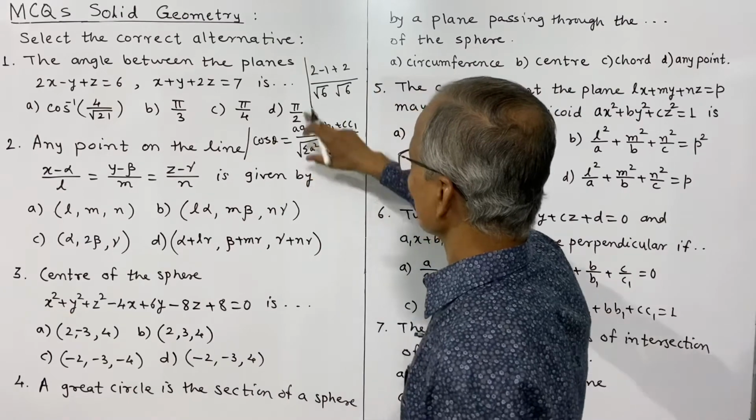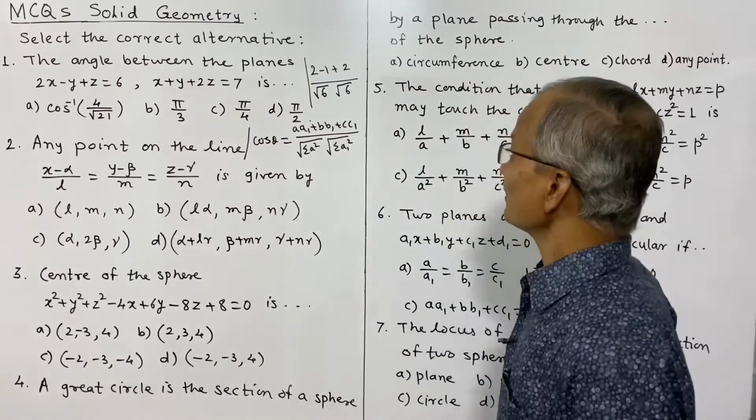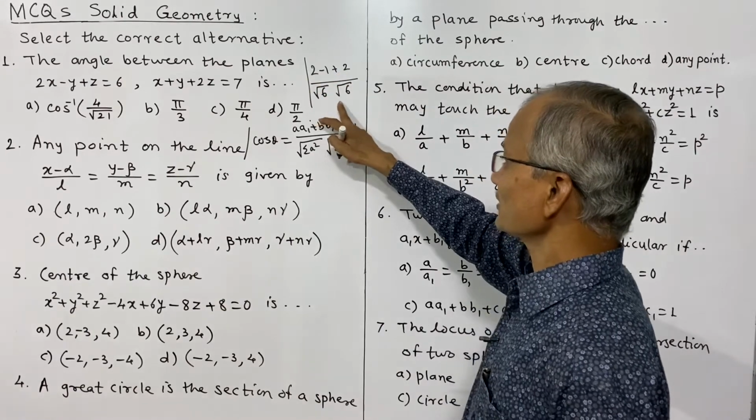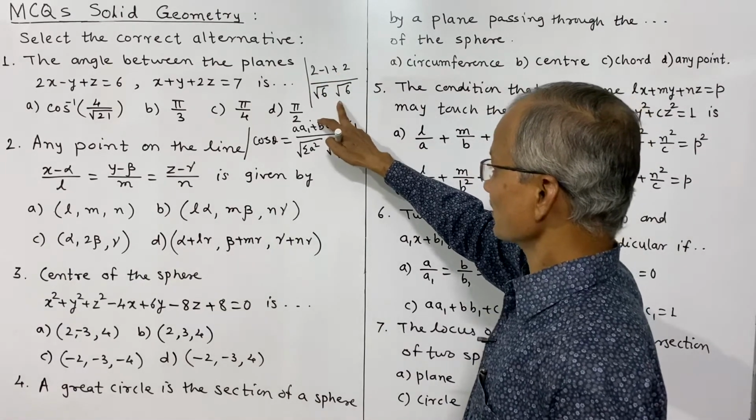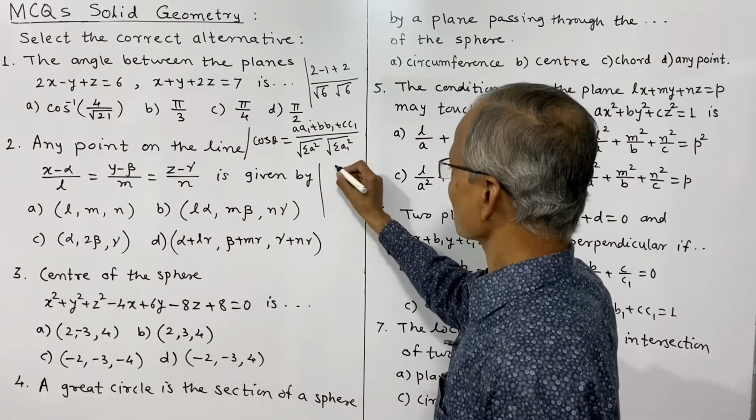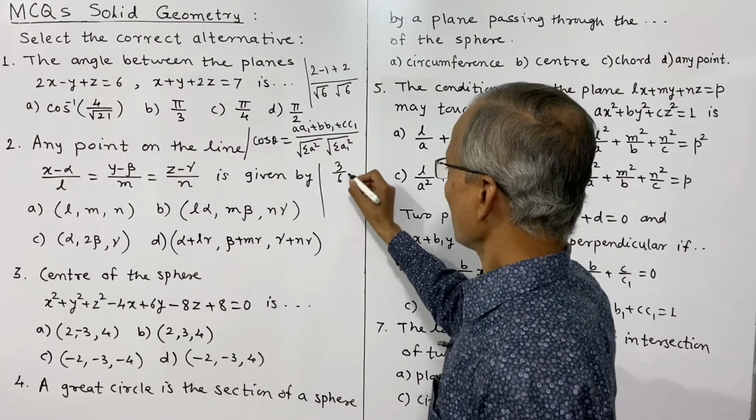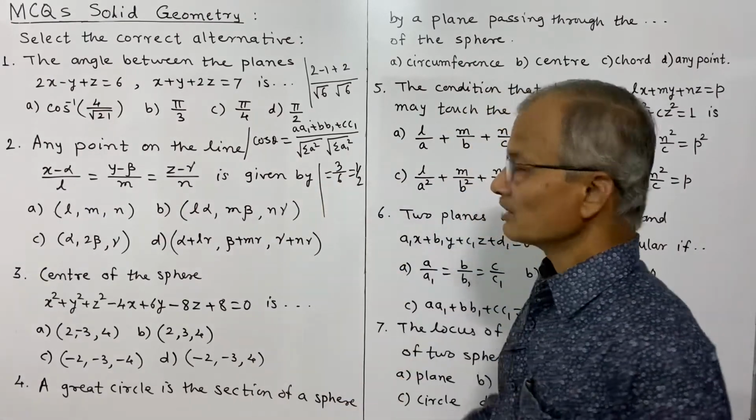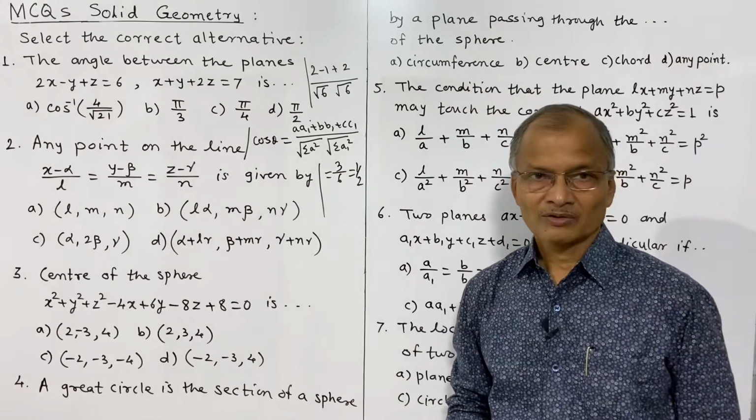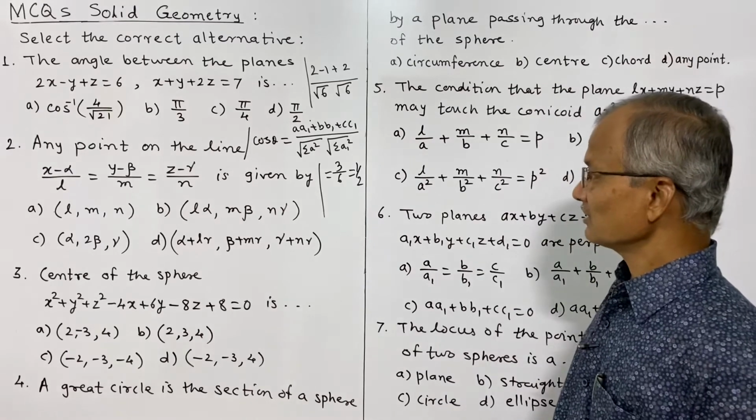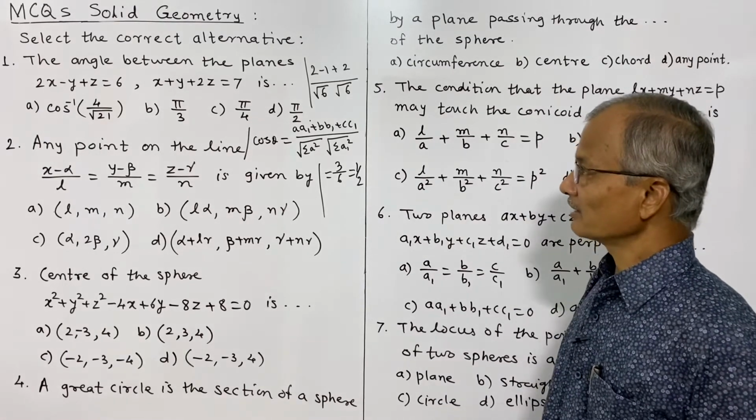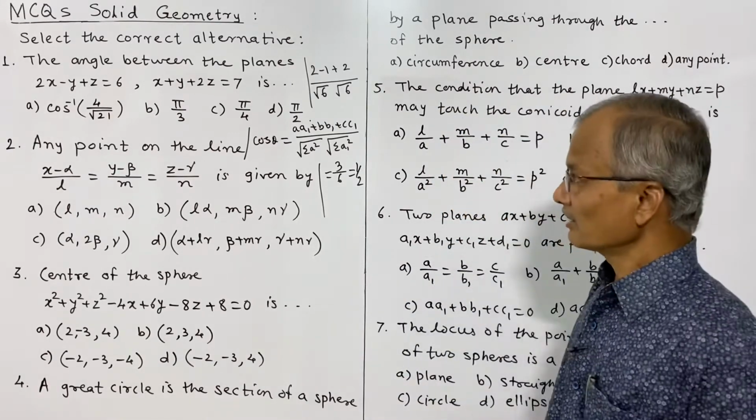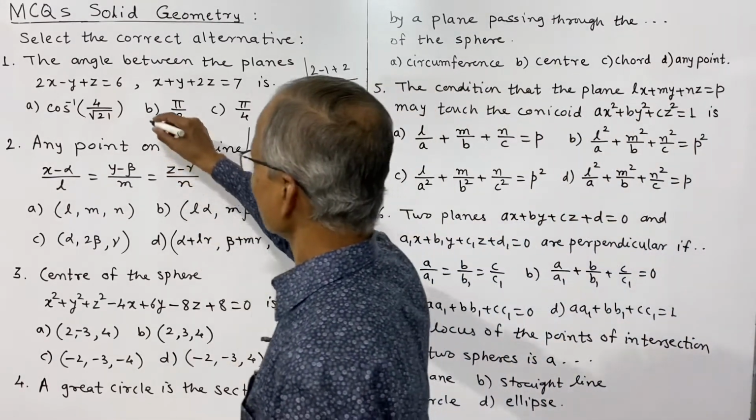So this is according to the formula. And you see, this is 1 plus 2, that is 3, and root 6 into root 6 is 6. So it becomes 3 by 6, which is equal to half. So cos theta is equal to half. What is the angle theta? We know that cos of 60 is 1 by 2, that means 60 degrees, or pi by 3, and therefore the correct alternative is this B.